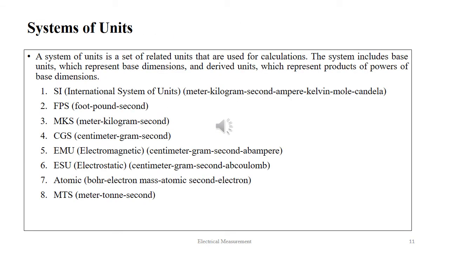Now that we have discussed the basic 7 fundamental units and the 12 derived units, let's talk about systems of units. A system of units is a set of related units that are used for calculations. The system includes base units, which represent base dimensions, and derived units, which represent products of powers of 2 base dimensions or more. There are basically 8 systems of units. They are SI system, FPS system, MK system, CGS, EMU, ESU systems, atomic system, and MTS system.